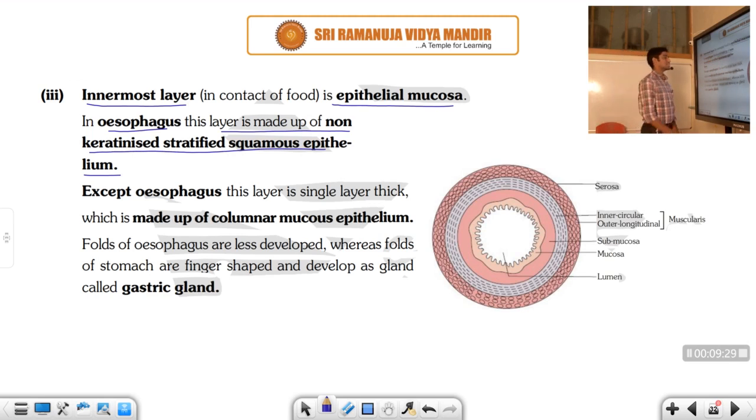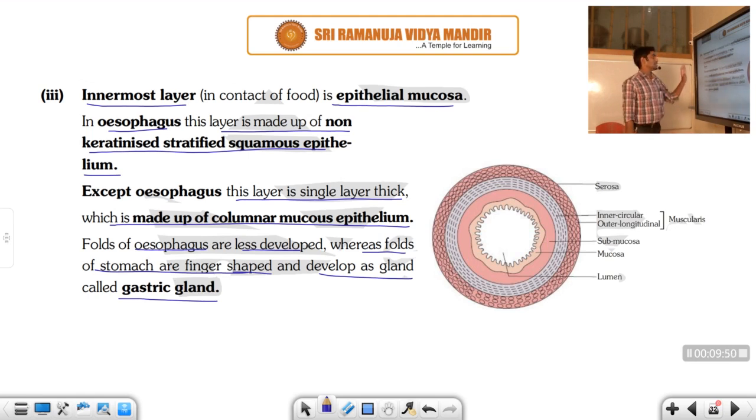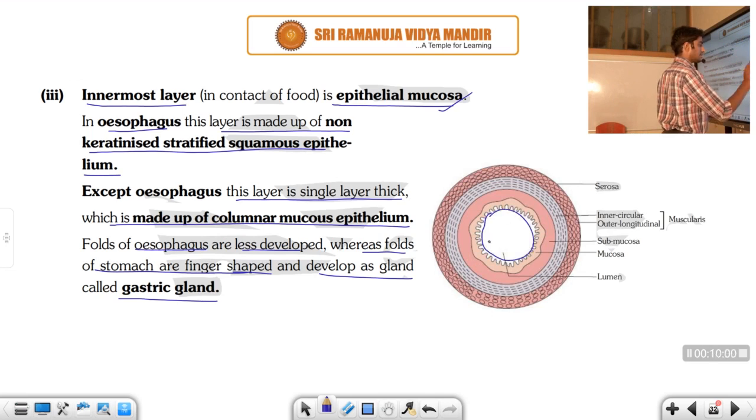So except the esophagus, in this layer, the single layer is thick, made up of the columnar mucosal epithelium. The folds of the esophagus are less developed, whereas the folds of the stomach are finger-like shaped, developed as a gland called the gastric gland. So student, what do you understand about the innermost layer? Here in the esophagus, the innermost layer is made up of the epithelial mucosa. So you can see this part I'm talking about, right? Innermost mucosa, it is the lumen only. Okay, so it is except the esophagus, right?